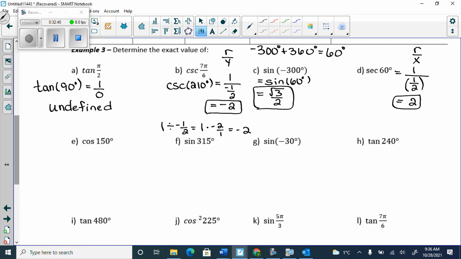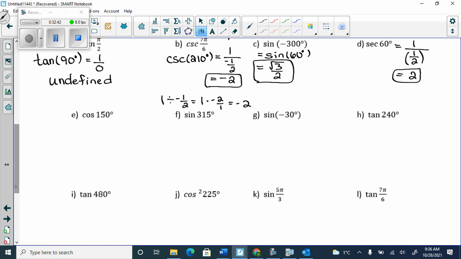Okay? Cos 150. This one you'll throw a party because it's just whatever x is. What's cos 150? Negative root 3 over 2. Now some people might say, but it's x over r. What's r? 1. So that's why you don't have to write it, right?